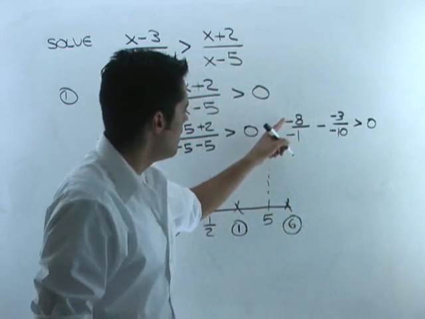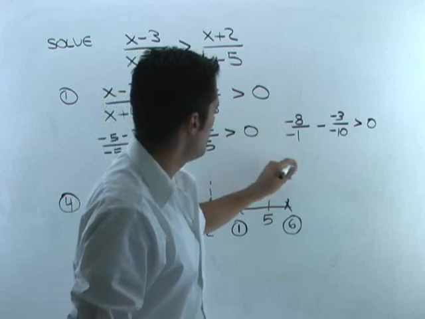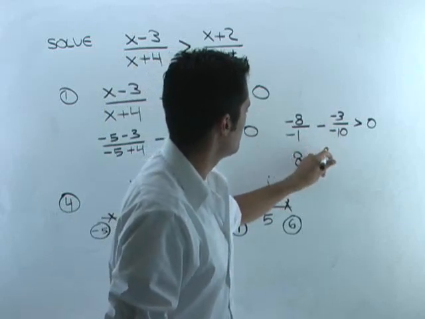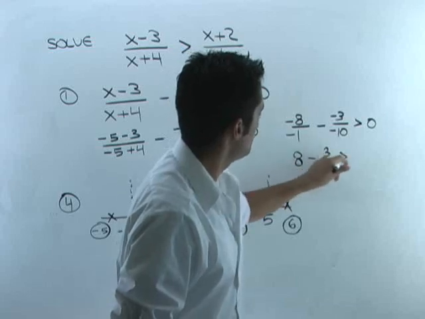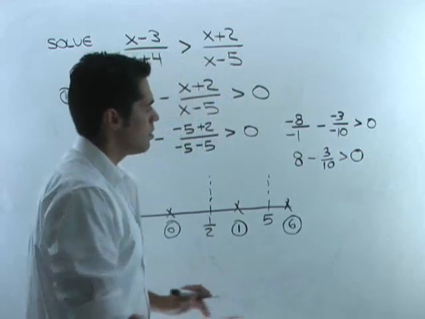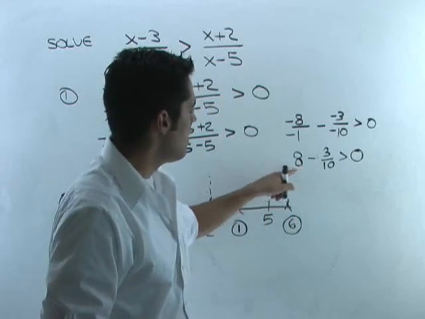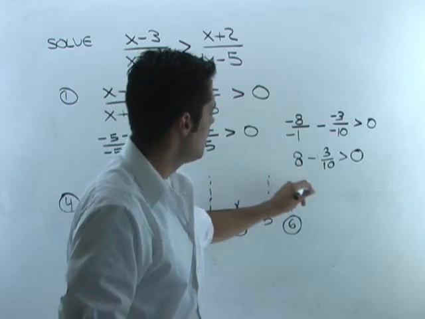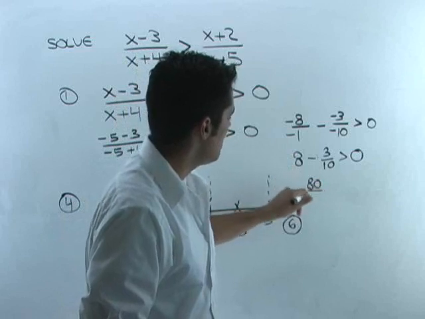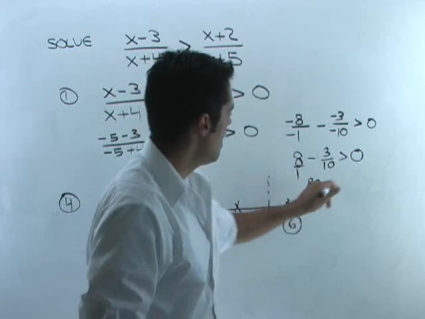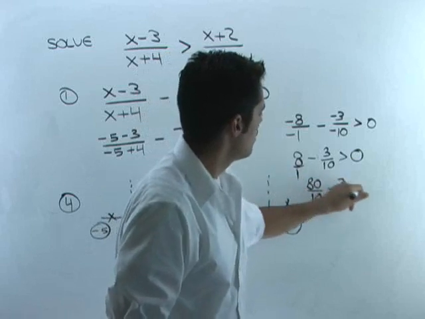So now negative 8 over negative 1 is 8. Minus, now this is a positive number, so 3/10 greater than 0. So what you could do is get a common denominator now. In order to get a 10 underneath the 8, I have to multiply the top and bottom by 10. So I multiply top by 10, I get 80. Bottom by 10, I get 10, because that's an 8 over 1. And then 3 over 10 greater than 0.